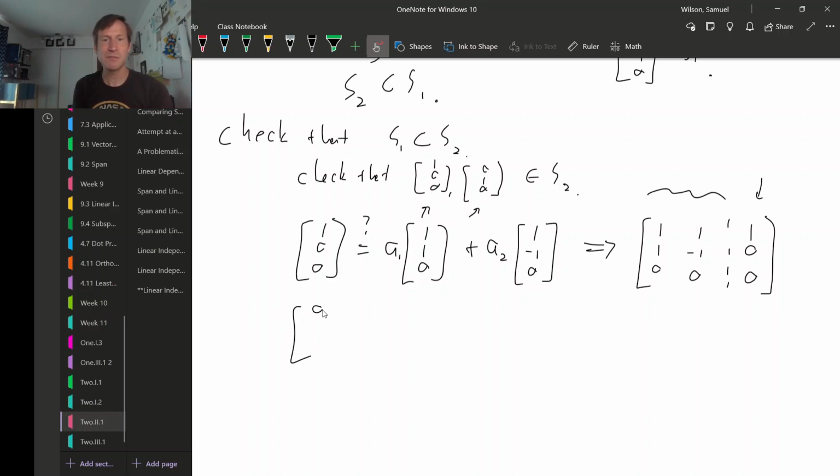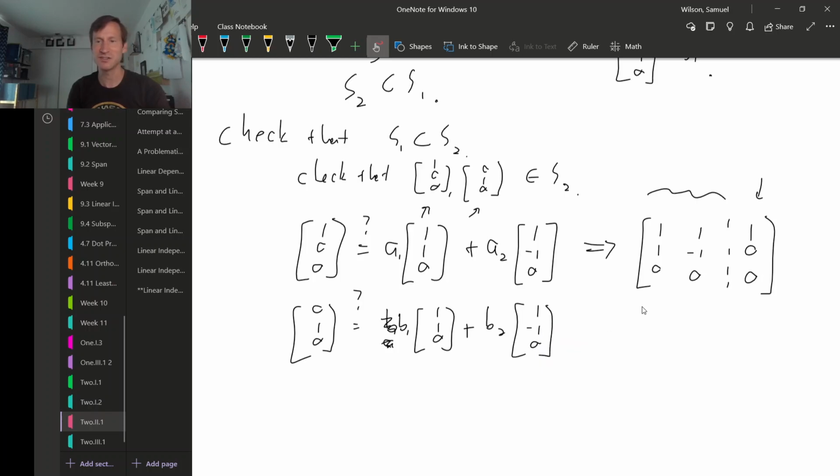Now we're going to need to do the same thing for the other vector 0, 1, 0. So we also need to solve this. I'll use different variable names. We'll see in a second that it's really not going to matter what we call these variables. So we need to know, can we express 0, 1, 0 as a linear combination of these two spanning vectors? To do that, we would solve the linear system represented by this augmented matrix, 1, 1, 0, 1, minus 1, 1, 0, 0, 0. All right, and here's our augmented matrix.